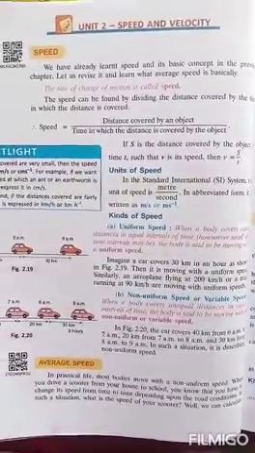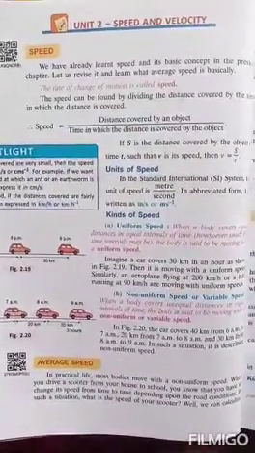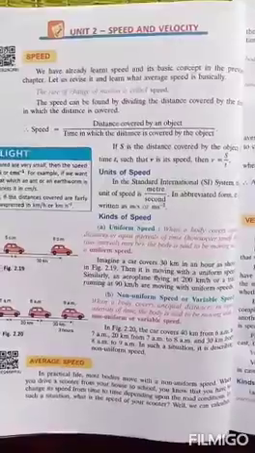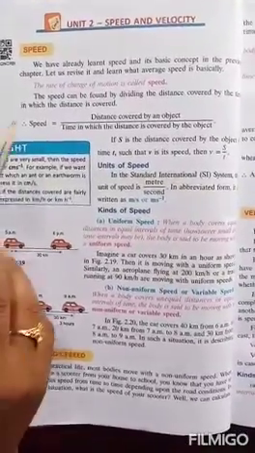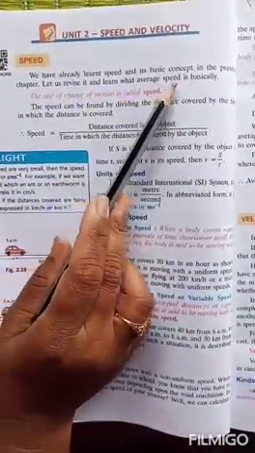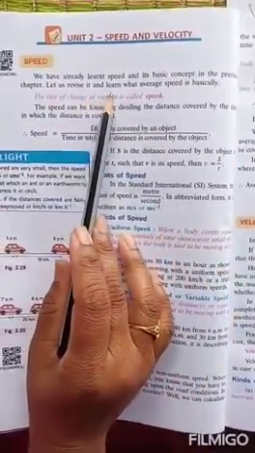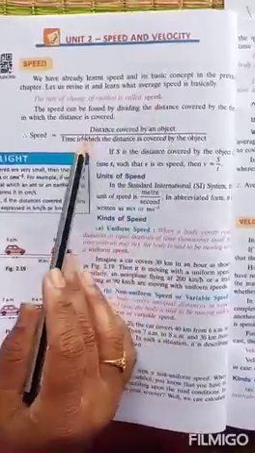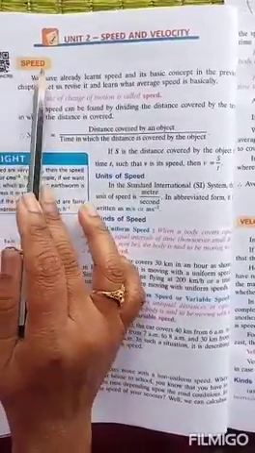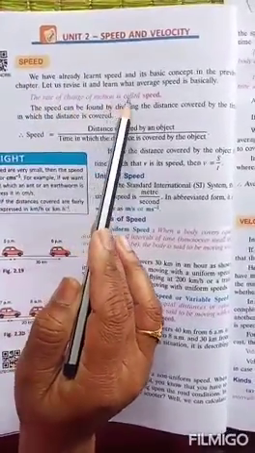Today we are going to discuss, in your physics unit 2, speed and velocity. Here, what is speed? We already learned speed and its basic concept in the previous chapter. Let us revise it and learn what average speed is basically. So, what is speed? The rate of change of motion is called speed.